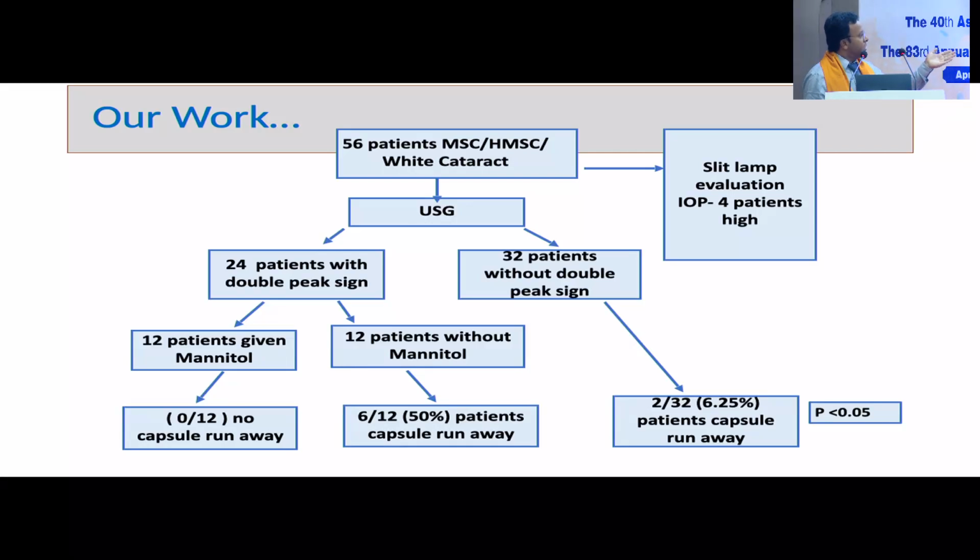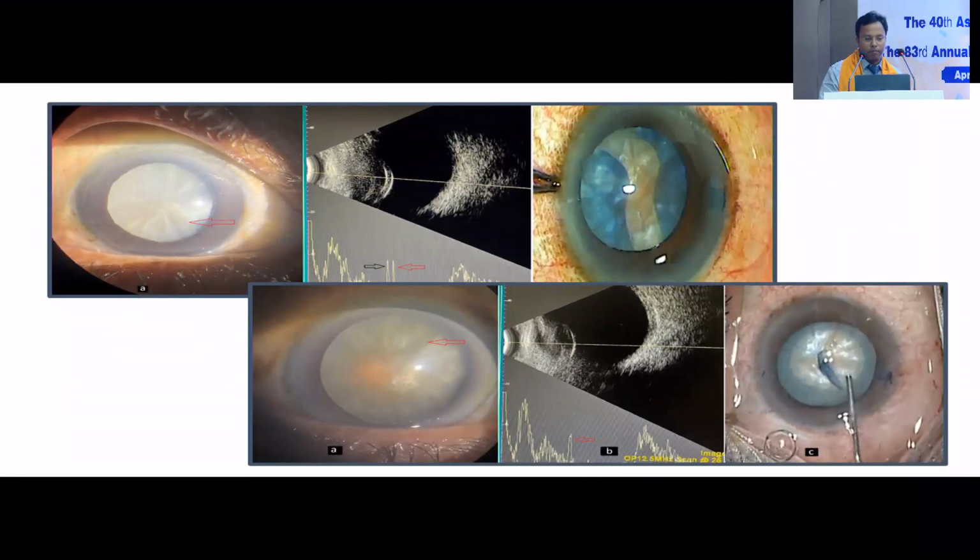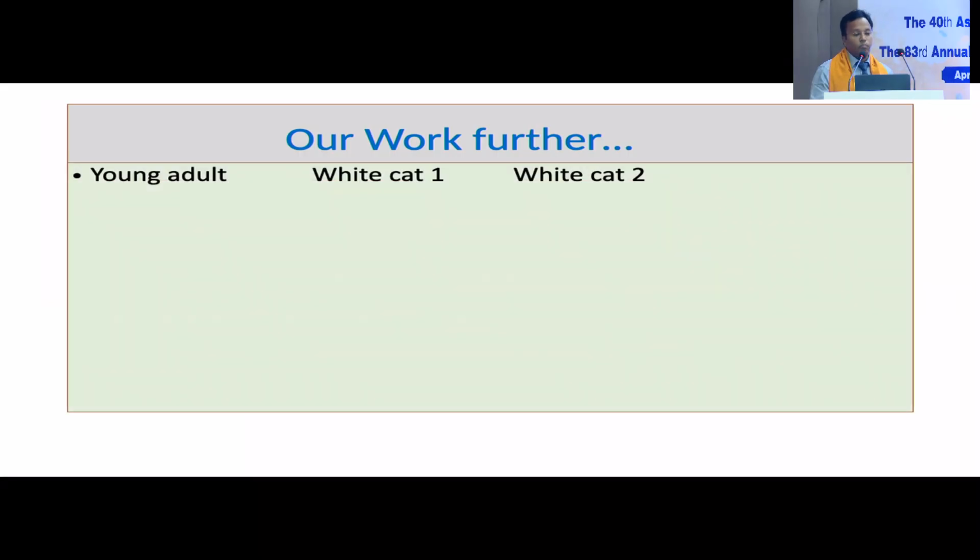Out of this, 0 out of 12 had capsule runaway in the mannitol group; 6 out of 12 in the without-mannitol group, that is 50%, had capsule runaway. Among those with no double peak sign, 2 out of 32, only 6.25%, had capsule runaway. That is statistically significant. So the double peak sign is associated with runaway, and we did our work further.